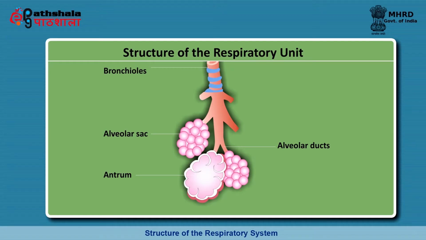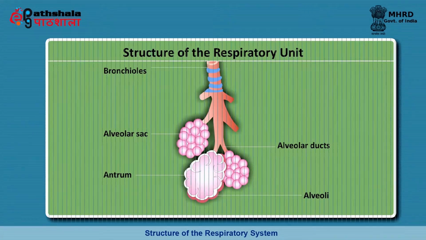The wall of the alveolar ducts and the sac contain numerous alveoli. The respiratory unit thus includes the respiratory bronchioles, alveolar ducts, alveolar sacs, antrum, and the alveoli. Each one of the alveolus looks like a tiny pouch with a diameter of about 0.2 to 0.5 millimeters, and it is lined by the epithelial cells.